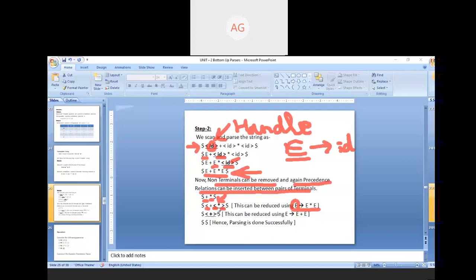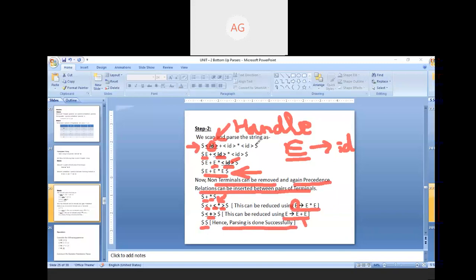Now as you can see here, plus is considered as the handle, and we have the production E produces E plus E. So here also plus is considered as a handle, and now the plus can be replaced with E. But in the operator precedence grammar we are taking only the terminals, and at last here we are getting the non-terminal. So the non-terminal can be removed from here. So at last we have the dollar there.